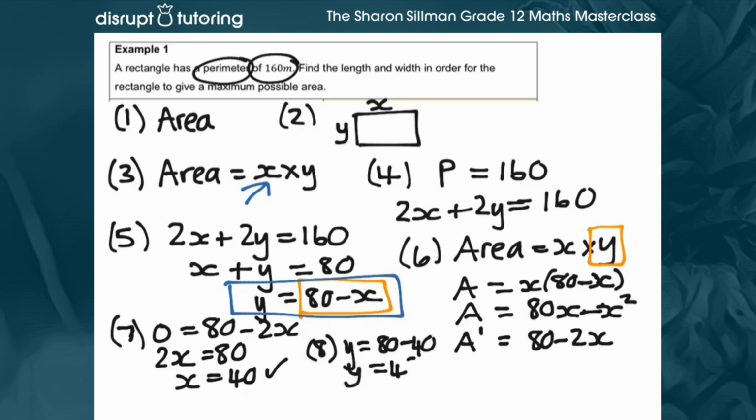So in fact, to optimize, to get the maximum possible area of a rectangle, you would change that rectangle to actually become a square. It would be 40 by 40.